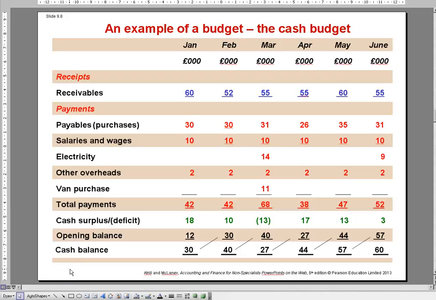This is an example of a cash budget. Now, you've addressed cash flow in looking at the accounts of companies. The three main statements are the balance sheet, the statement of financial position as you know it, the income statement, and a cash flow statement.